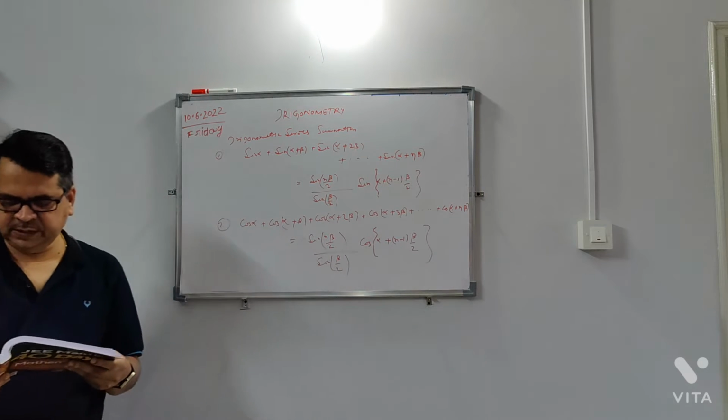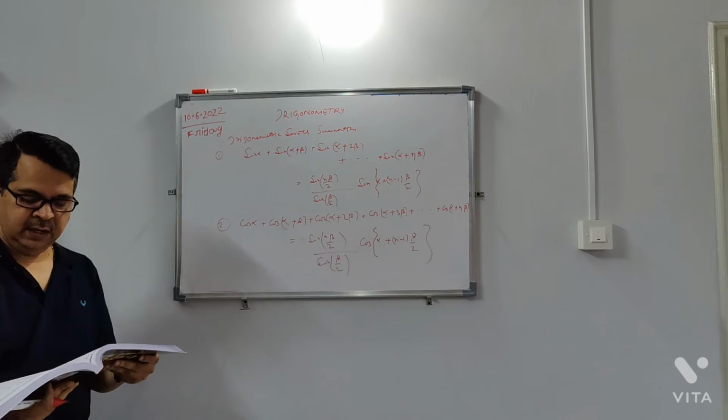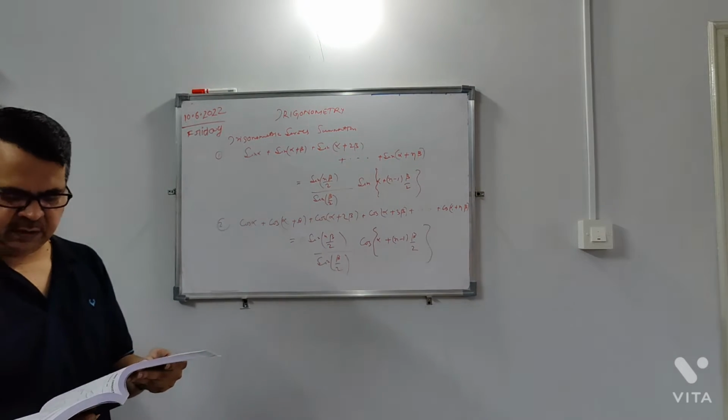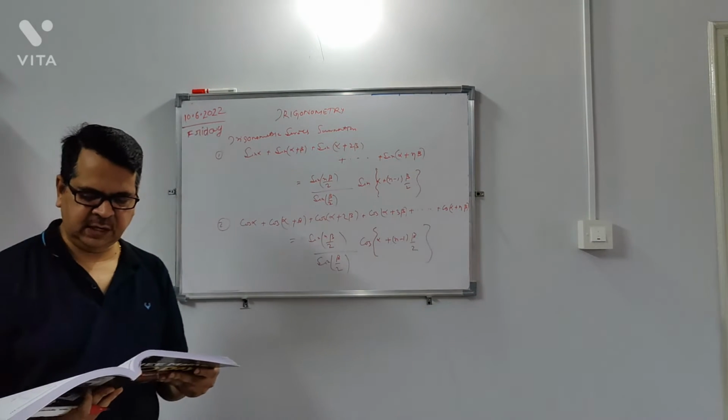Similarly, sin a plus b, sin a minus b, cos a plus b, cos a minus b, tan a plus b. Tan a plus b is equal to tan a plus tan b divided by 1 minus tan a into tan b. So those things are very, very important.